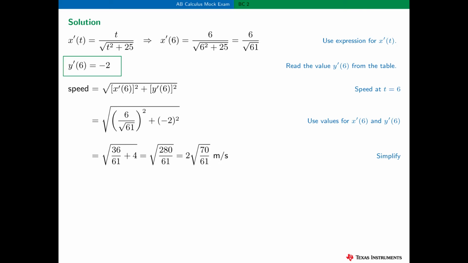And now I'll use these values in the expression for speed. Here's the expression for the speed of the particle at time t equals 6 seconds. Next, use the values for x prime of 6 and y prime of 6. And finally, a little simplification. Note that this problem asked for the answer with correct units. So speed is the magnitude of the velocity, and the units for velocity are meters per second.